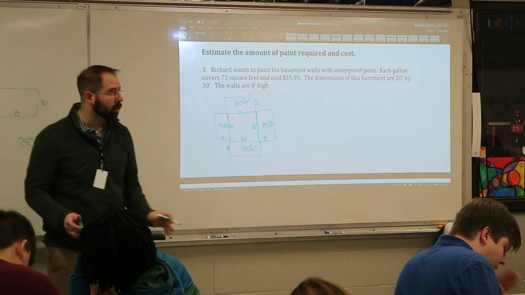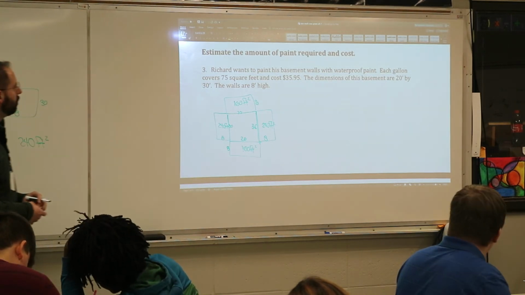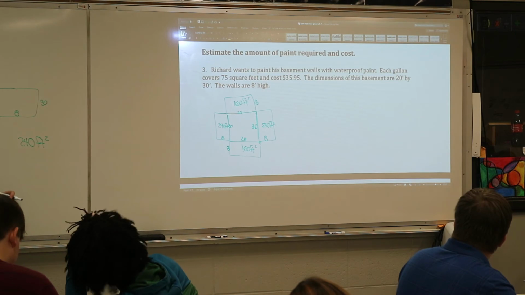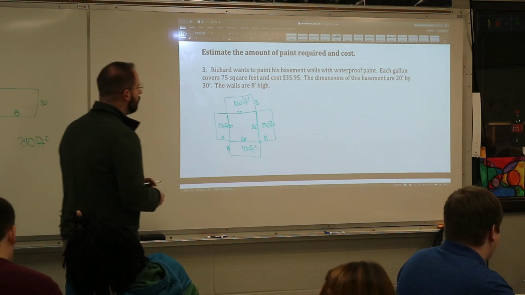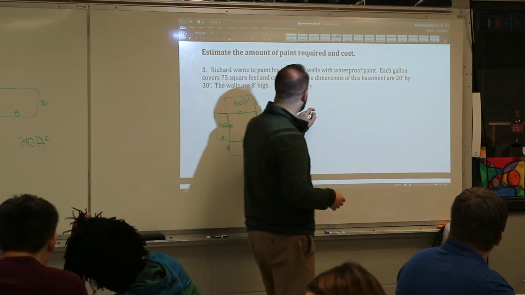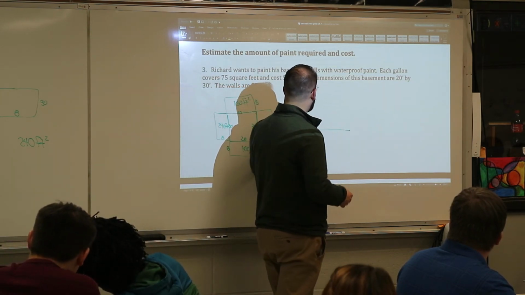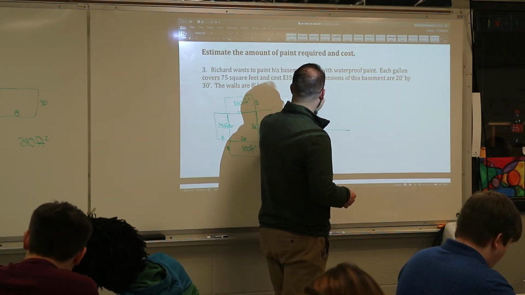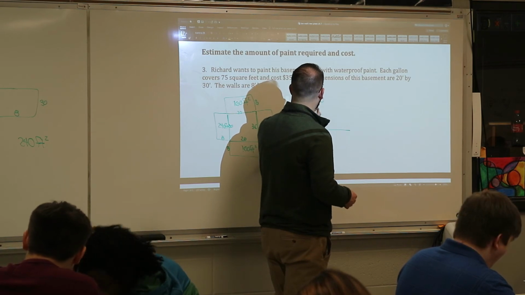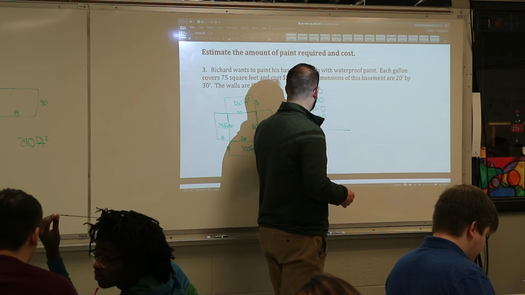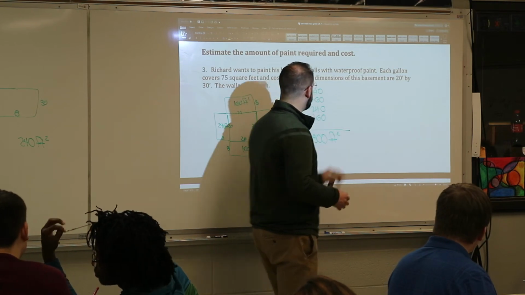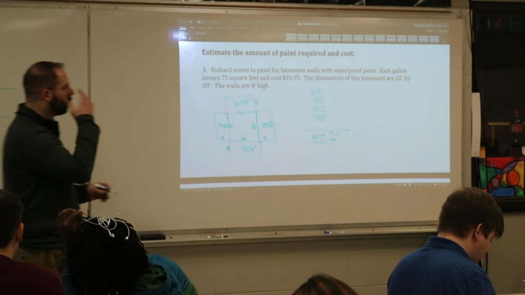That's a really big room. Those are the walls we have to paint. We're not painting the floor, we're not painting the ceiling, we're just painting the walls. Once you have those all added up, 240, 160, 240, 160, that's 800 total, feet squared. Okay, so you've got your total 800 square feet for your walls.